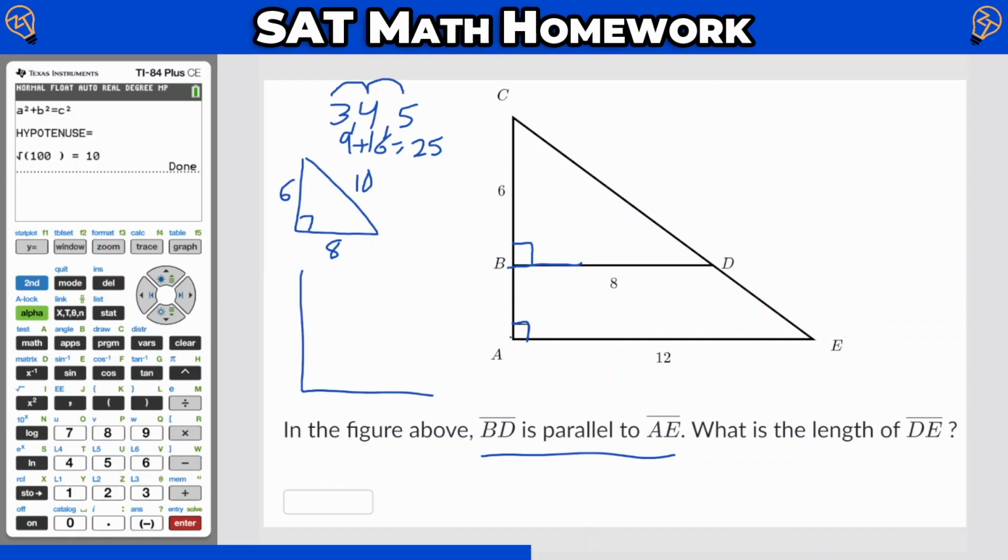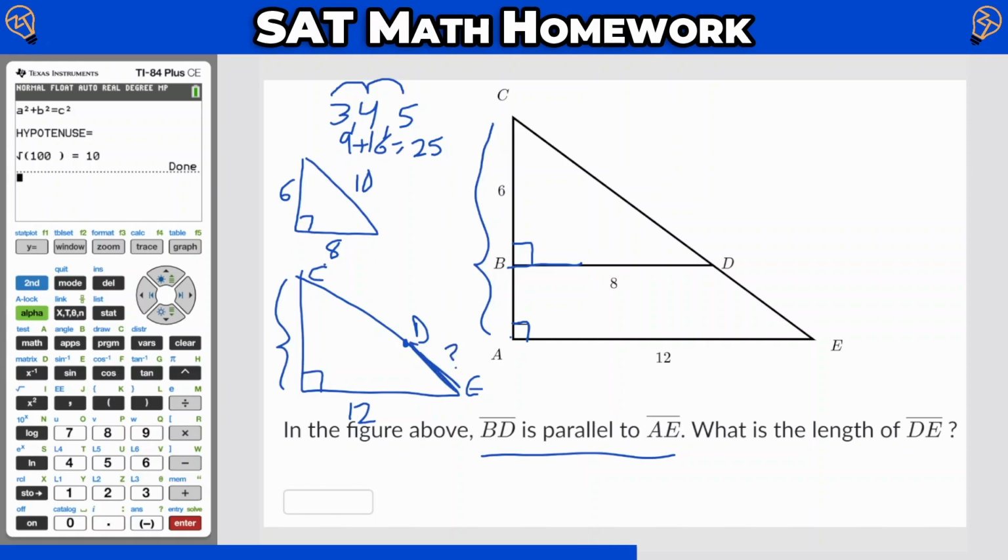Now for our second triangle, we have this side length, which we don't really know. We know it's 6 plus something, but we don't need to really write that. We have this 12 here, and we have DE, which is right over here. We know this is C over here. We're trying to find DE.